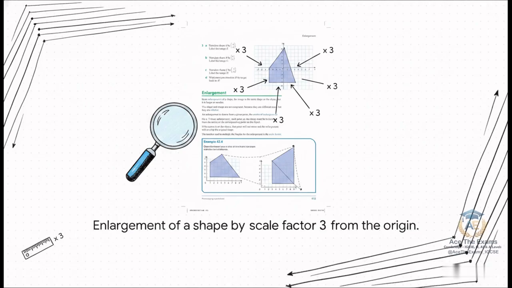Now, a positive scale factor of 3 obviously means the image is 3 times larger, but remember, it also dictates distance. Every point on the image must be 3 times as far from the center of enlargement as the corresponding point on the original object. The scale factor is literally the number you use to multiply those lengths.